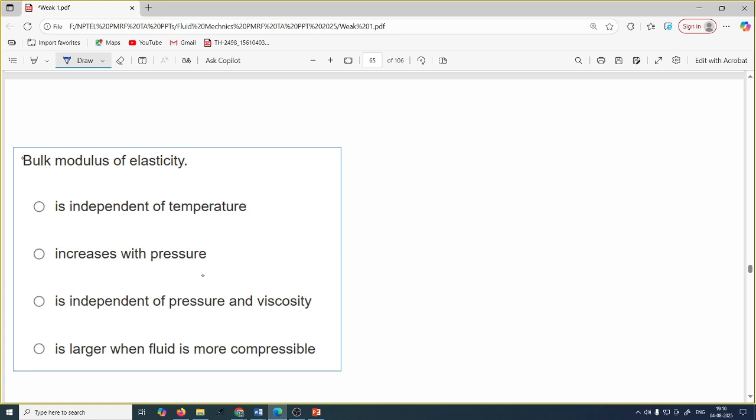The second question is, the bulk modulus of elasticity is independent of temperature, increases with pressure, is independent of pressure and viscosity, is larger when the fluid is more compressible. A little bit tricky question.